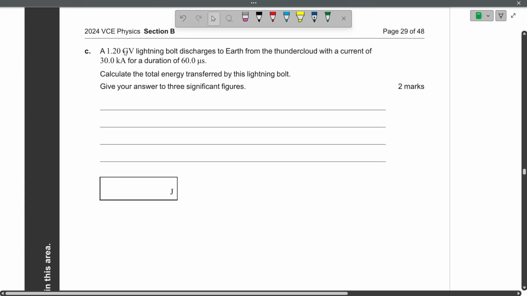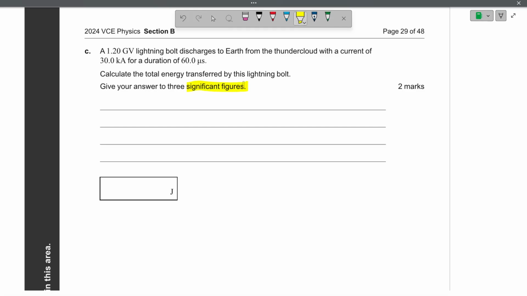Part C. A 1.2 gigavolt lightning bolt discharges to Earth from the thundercloud with a current of 30 kiloamps for a duration of 60 microseconds. Calculate the total energy transferred by this lightning bolt. Give your answer to 3 significant figures. Highlight that, because we want it to 3 significant figures. So what have we been given here? We've been given voltage, current, and time. They want us to get energy. What is the energy?